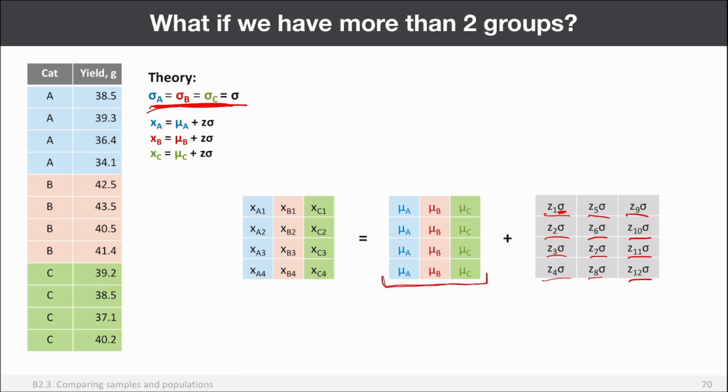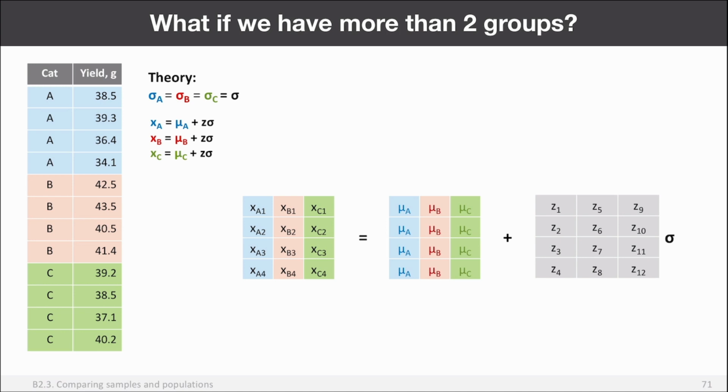Moreover, because we have sigma in every part of this table, of this matrix, I can just move it outside. So these are just standardized values, normally distributed. This is sigma, the common sigma, and these are the average values. Now I can compute a variance for every part, for every matrix here.